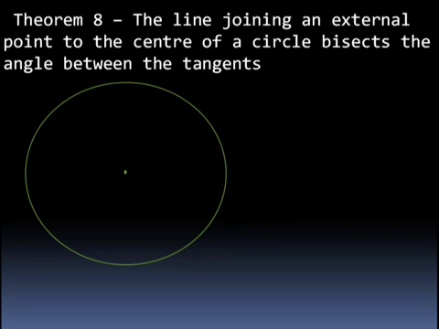Theorem 8. The line joining an external point to the centre of a circle bisects the angle between the tangents. Okay, well, that's a little bit confusing, so I'm going to just look into what it says here. The line joining an external point, so let's look at that.